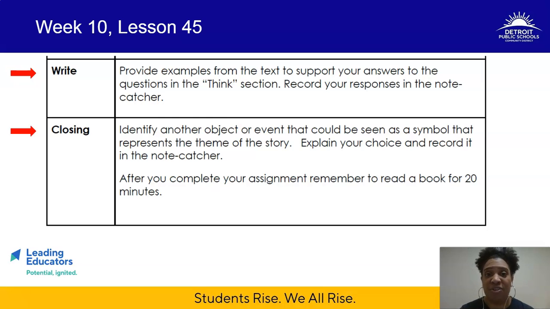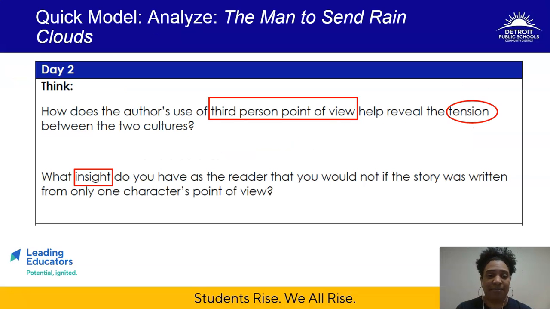And I will model for you the type of thinking that you need to engage in to respond to those questions. And then you're going to close by identifying another object or event in the story that could serve as a symbol. So if you recall from your previous lessons, we talked about holy water as a symbol, and you discussed what you thought the implications or the meaning of that symbol was in the context of the story. Now you're going to choose another event and or object in the story that could also be viewed as symbolic, and explain why you chose it and justify your choice using evidence from the text.